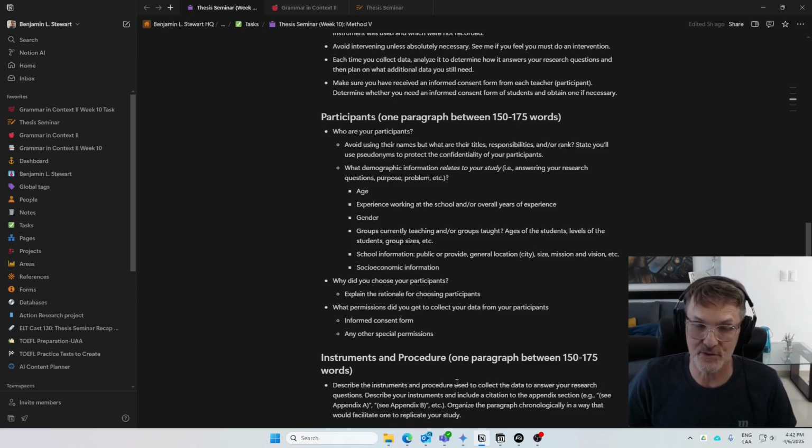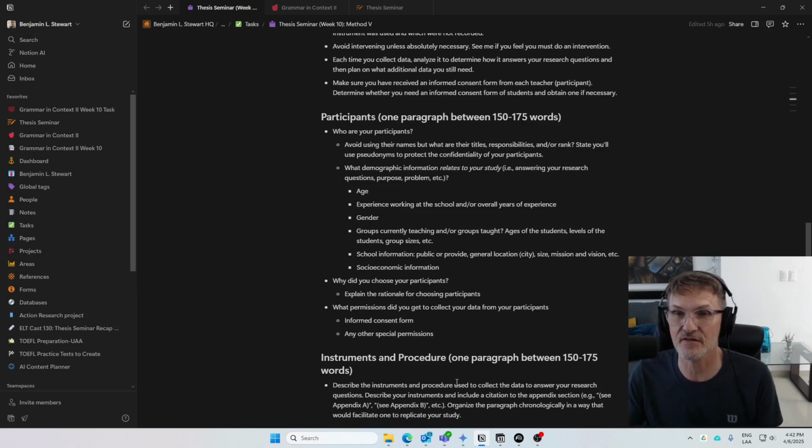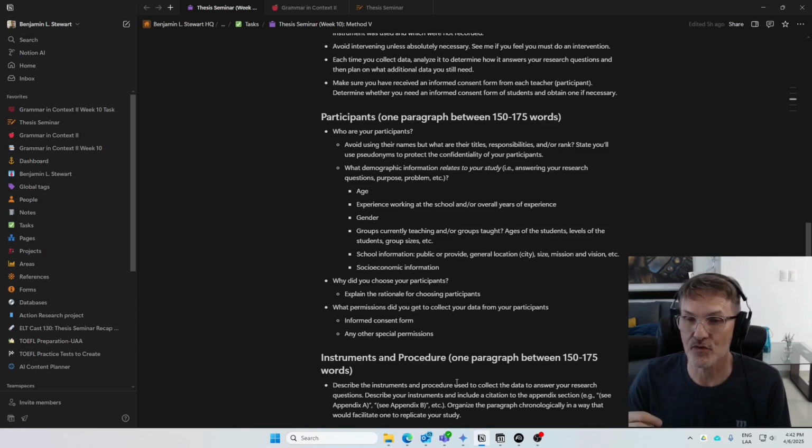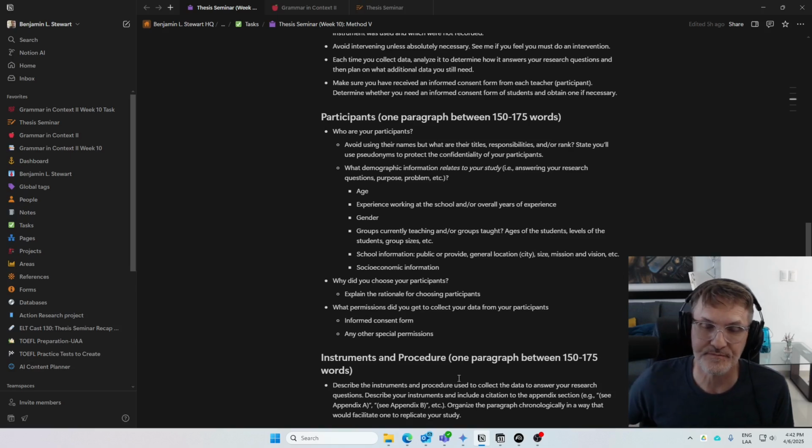And remember that instruments should be in blank form. So they won't be completed. They won't include the participant's name. In fact, in this same section, you'll probably mention that you're using pseudonyms to protect the confidentiality of the participants. And of course, we want to avoid any names of schools as well.